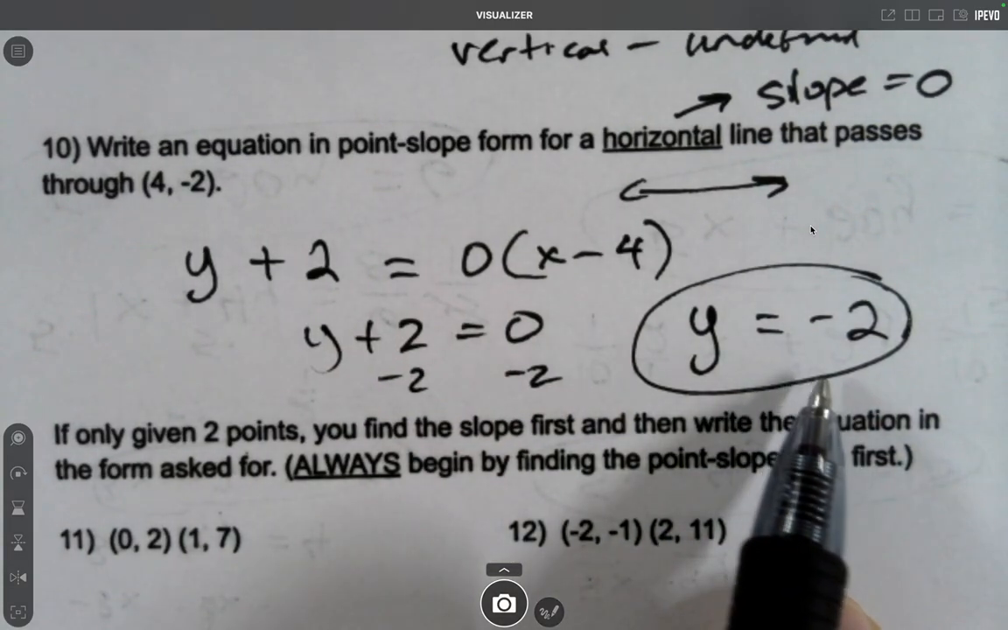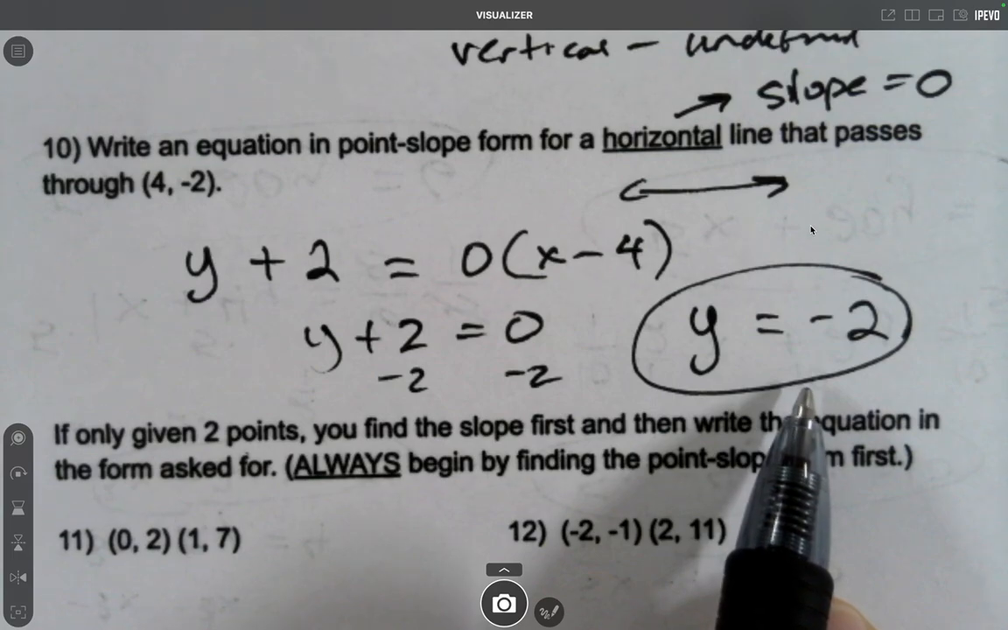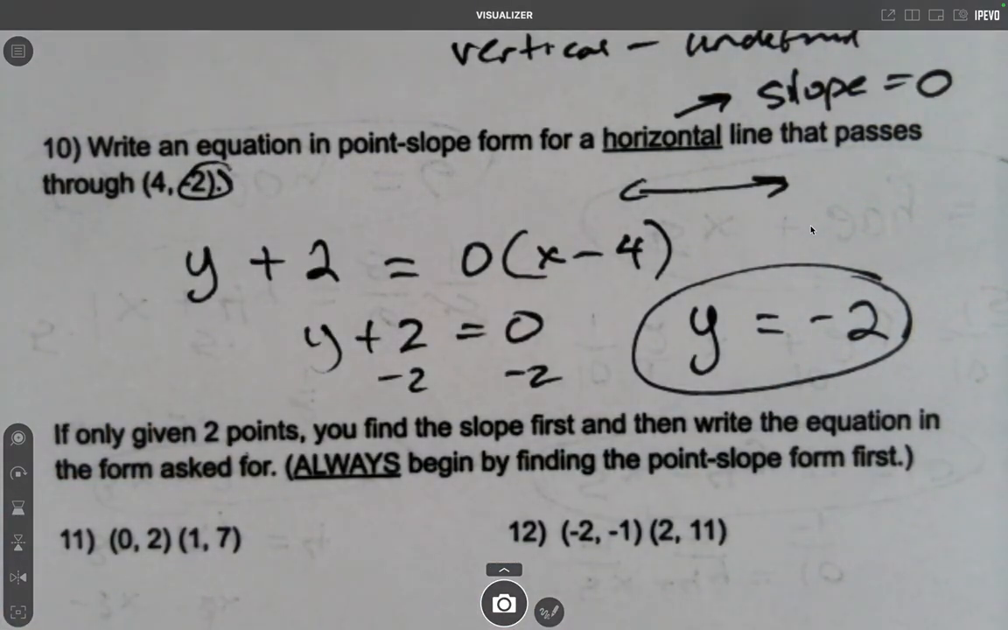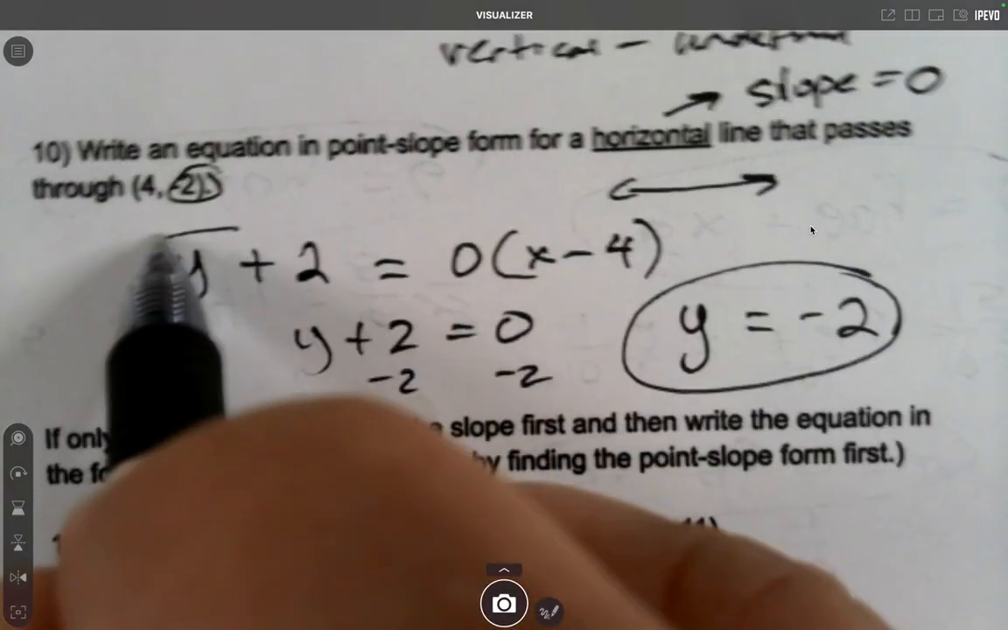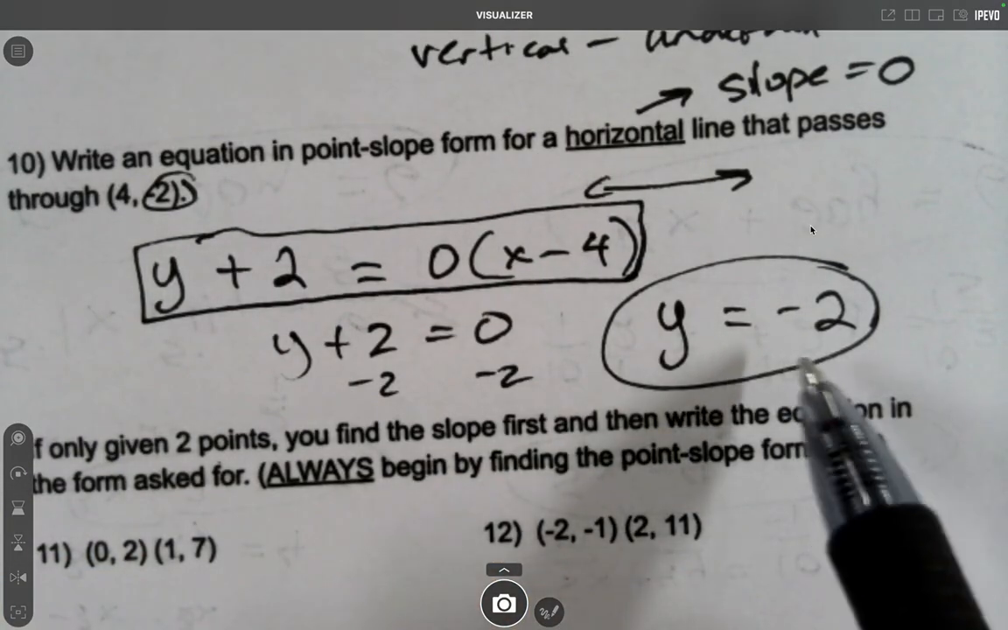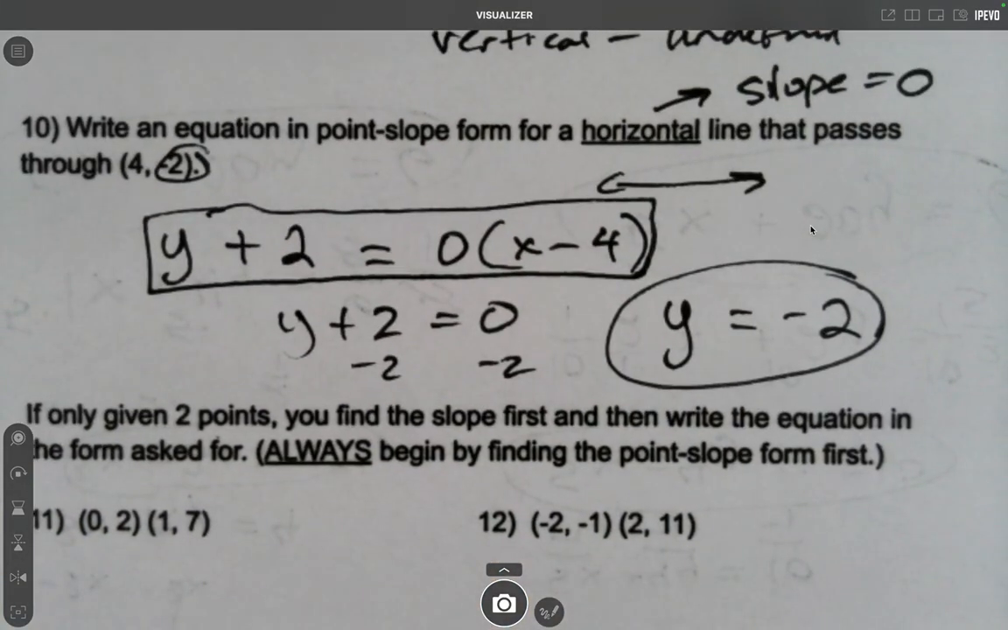And that is more often how you see horizontal lines written, is y equals a number. Which, if you look, matches the number y was in that point. And it always will for horizontal lines. So I will accept this answer that is in point slope form. I do think this is the best answer though, since horizontal lines are almost always written that way.